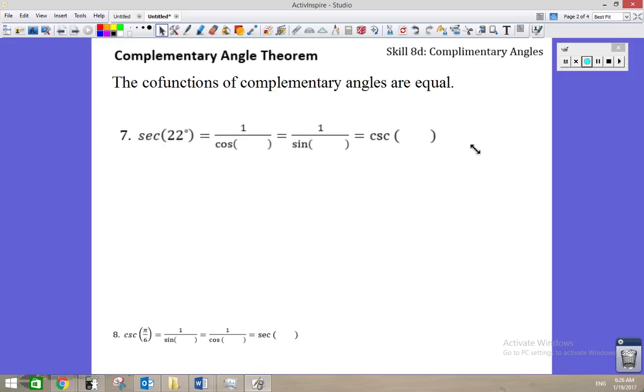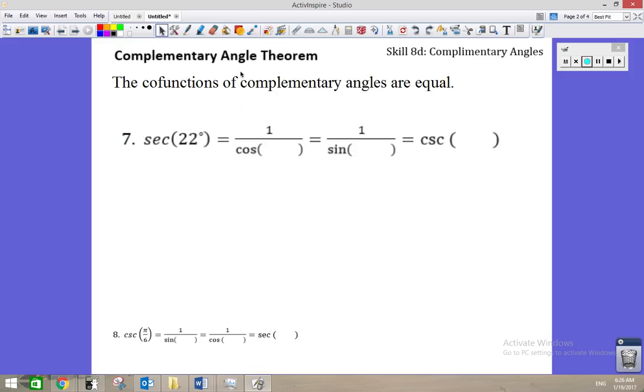Now, we know that secant and cosecant are cofunctions, and that 90 degrees minus 22 degrees is 68 degrees. But in our skill notes, on the theorem itself, we only put sine and cosine and tangent and cotangent, so that on this homework you can kind of derive the fact that secant and cosecant, that this is going to be 68 degrees. But let's go ahead and derive that on these steps here.